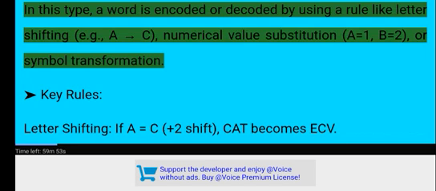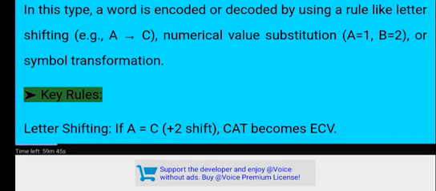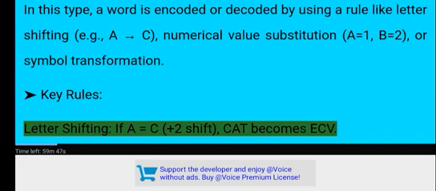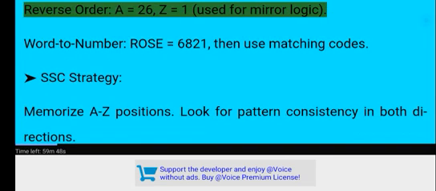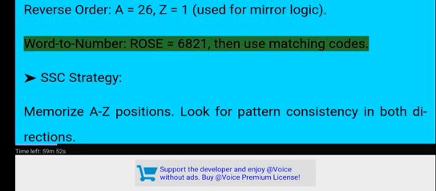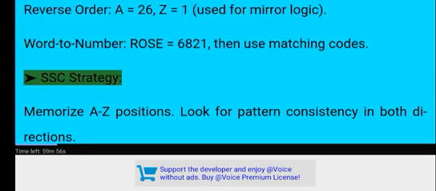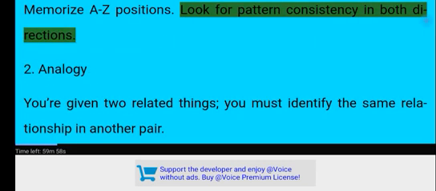A equals 1, B equals 2, or symbol transformation. Key rules. Letter shifting. If A equals C, plus 2 shift, CAT becomes ECV. Reverse order. A equals 26, Z equals 1, used for mirror logic. Word to number. If ROSE equals 6821, then use matching codes. SSC strategy. Memorize A to Z positions. Look for pattern consistency in both directions.